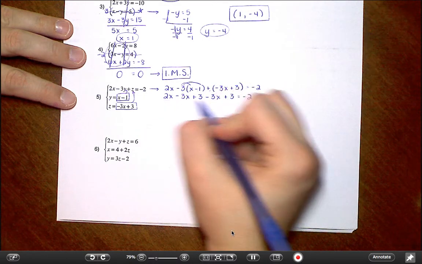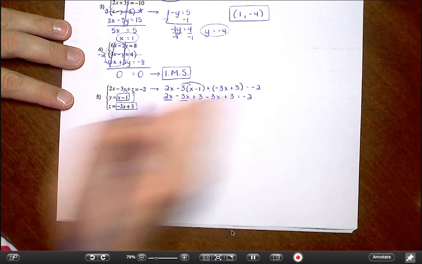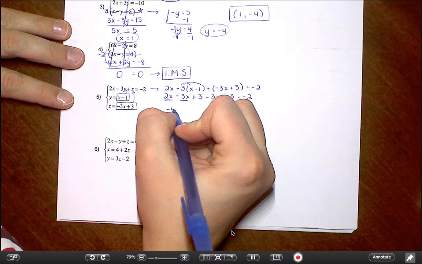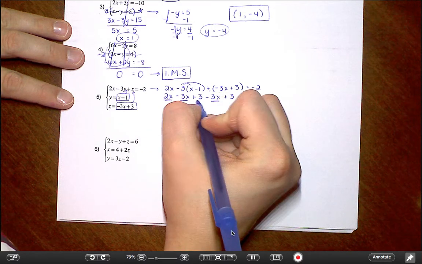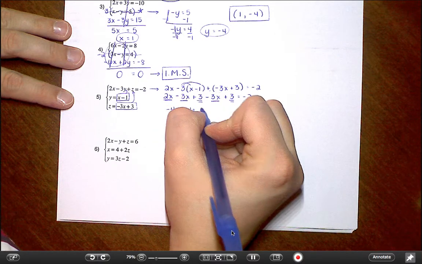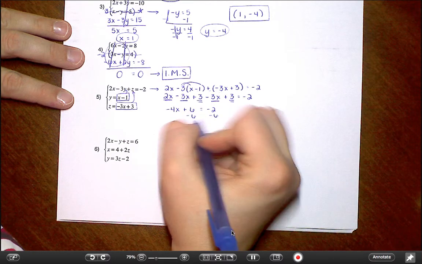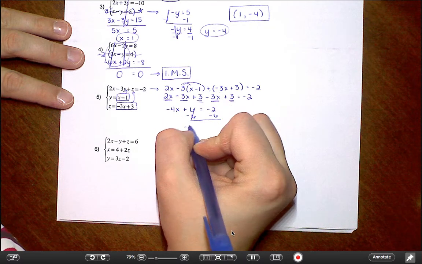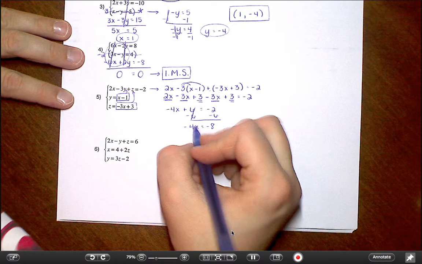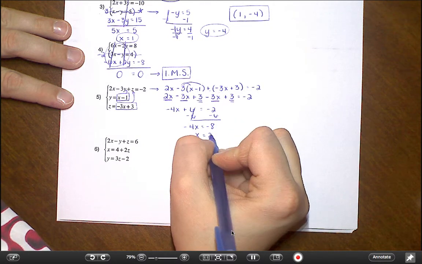I'm going to look at this whole left side and combine any like terms that I can. So I see 2x minus 3x, so that's negative 1x, minus another 3x, so that's going to give me negative 4x. And then I've got a positive 3 and a positive 3, so that's 6. Negative 4x plus 6 equals negative 2. Subtract 6, subtract 6. Negative 4x equals negative 8. And then if I divide by negative 4, I end up with x equals positive 2.